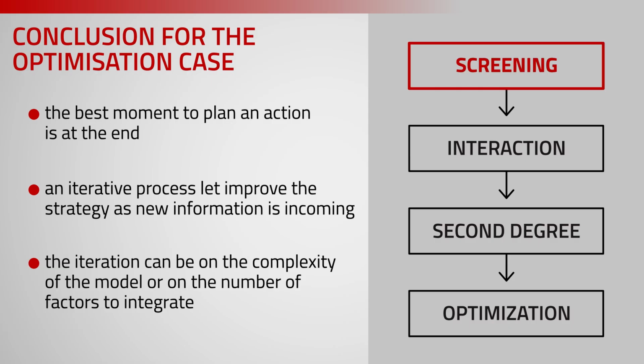Sometimes it could also be on the number of factors that we are considering. We have designs with which we can start with a few factors and step by step add new factors, trying to understand how they influence the picture that we have obtained previously. So in this case, we have started with screening. After that we have made an analysis of the interaction, after that an analysis of second degree, and we can finally finish with an optimization. It's a very standard iterative process for analyzing an industrial process.